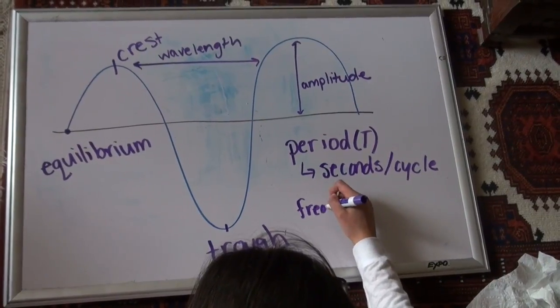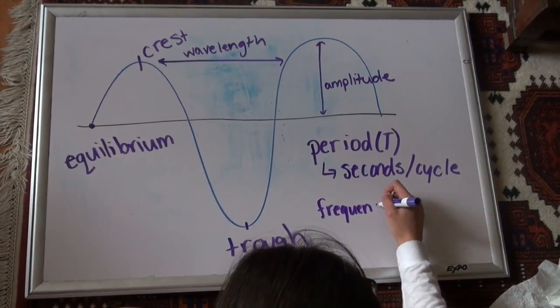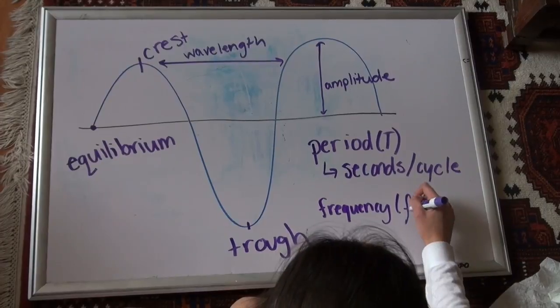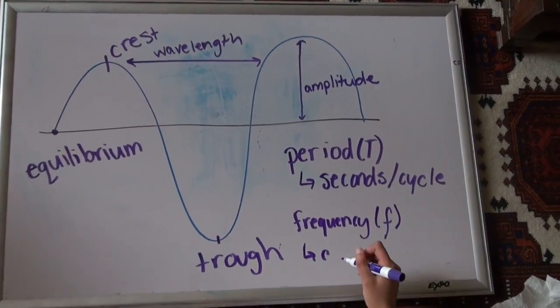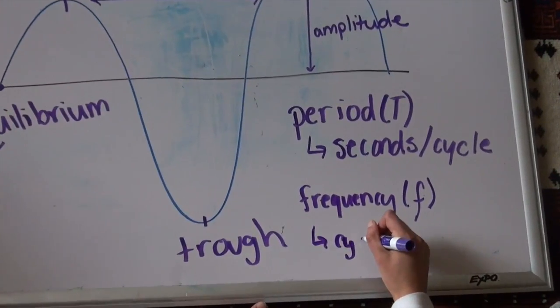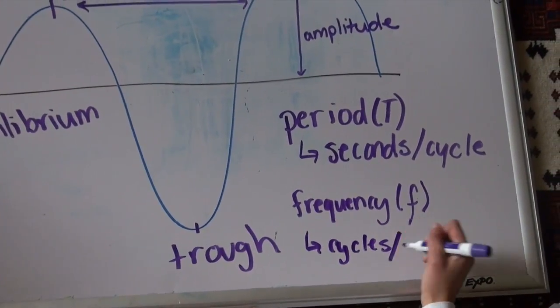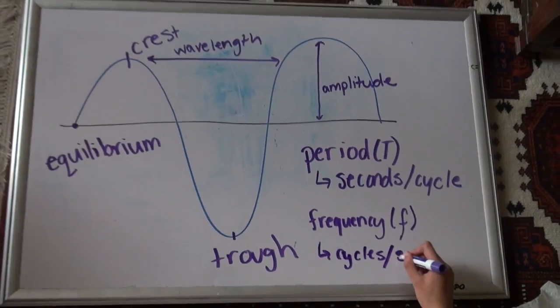Inversely, the frequency of a wave is the number of periods occurring in a designated time. You can distinguish these terms by understanding that periods are the number of seconds per cycle, while frequency is the number of cycles per second.